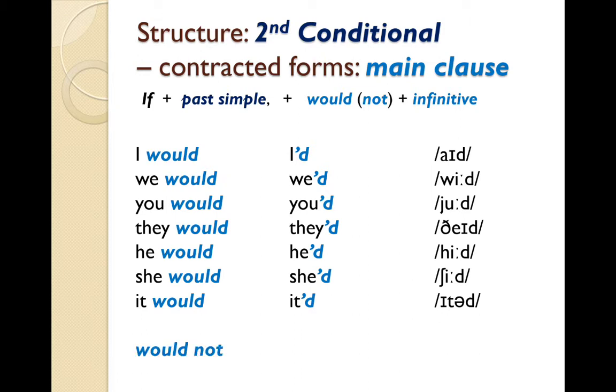And if you're using a negative, would not can be contracted to wouldn't. So I wouldn't, we wouldn't, you wouldn't, they wouldn't, he wouldn't, she wouldn't, and it wouldn't.